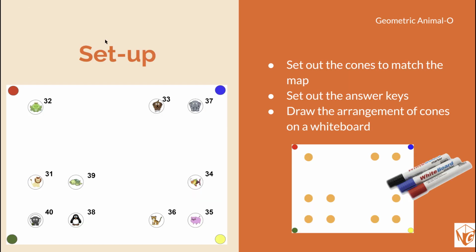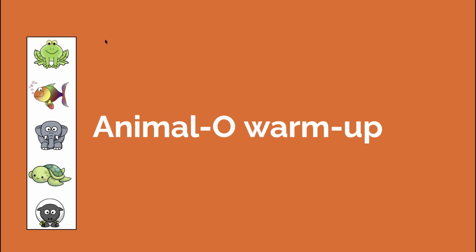For setup, set out the cones to match this map. Set out the answer keys for the students to refer to and draw the arrangement of cones on a whiteboard. Start off with a warm-up of repeating the animal O that you've done in a previous lesson. Remember, if you have time, you can have them do a course, do it again faster, do it again from memory, and then try a new course.